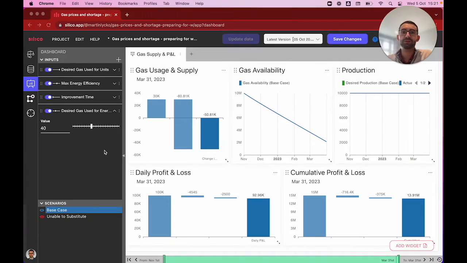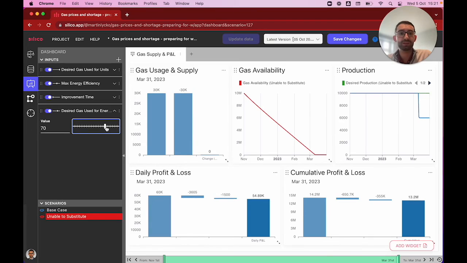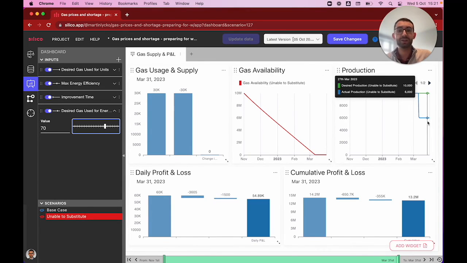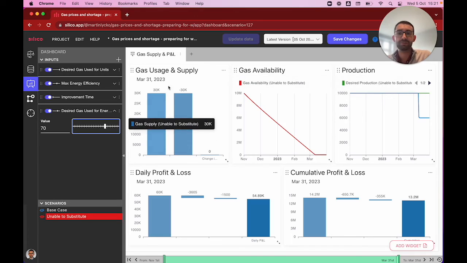Another aspect we can look at is what if companies can't substitute gas for other raw materials? And for that, we've set up a different scenario here, and we can already see what the issue is if we run out of gas in such a company. What we have is our gas supply might hit zero, and that suddenly causes a drop in production, so we're not producing at our desired production rate anymore, but rather we have idle capacity because we only have our limited gas supply per day, and that's insufficient to cover our whole production.